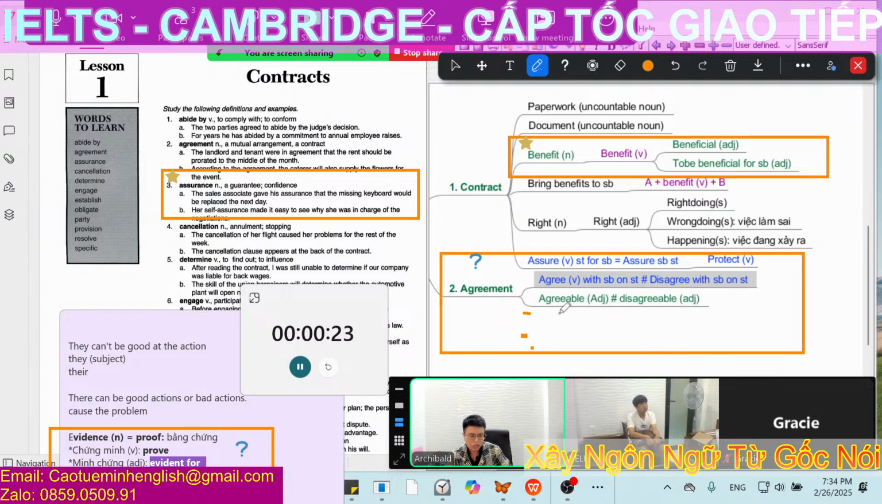All right. So here we have two words, agreeable and disagreeable. Something is disagreeable. It means you disagree to do, or you disagree with it. Something is agreeable, you agree with it, or you agree with somebody. So let's go. Gracie first, please. Show me the case with agreeable and disagreeable, assure and assurance. Let's go, Gracie.